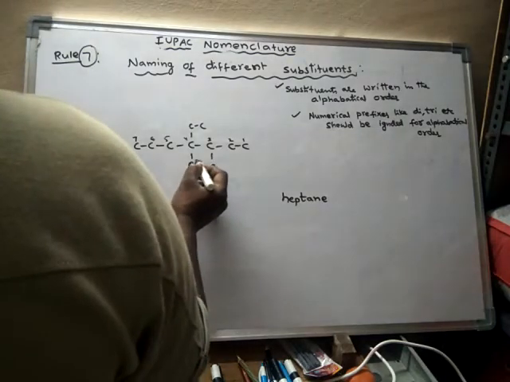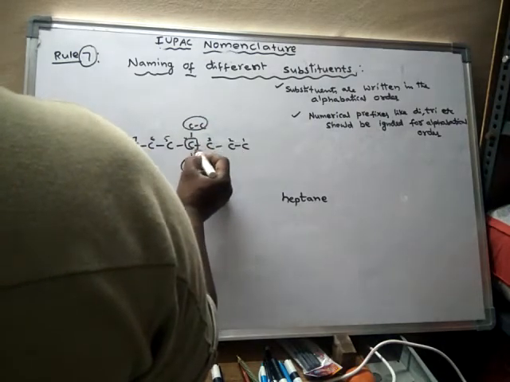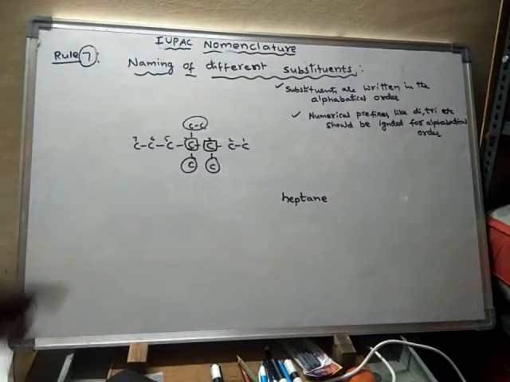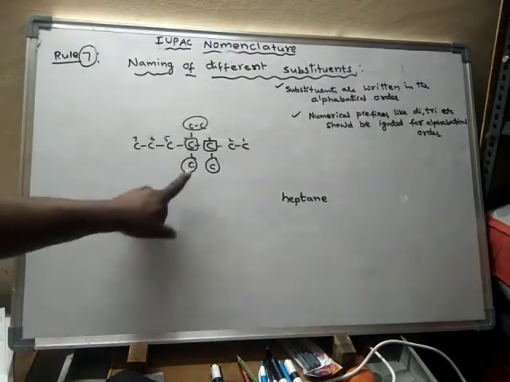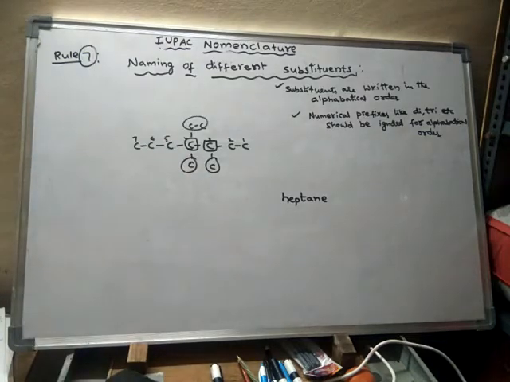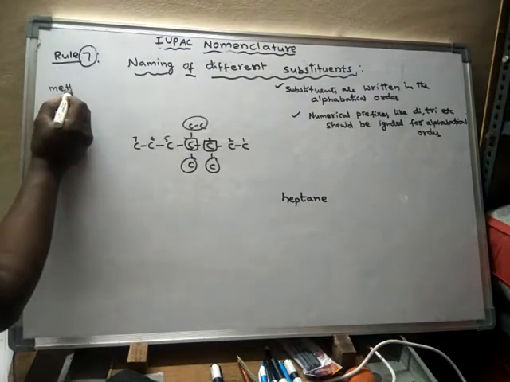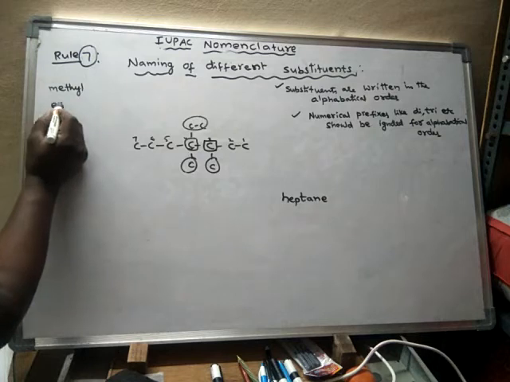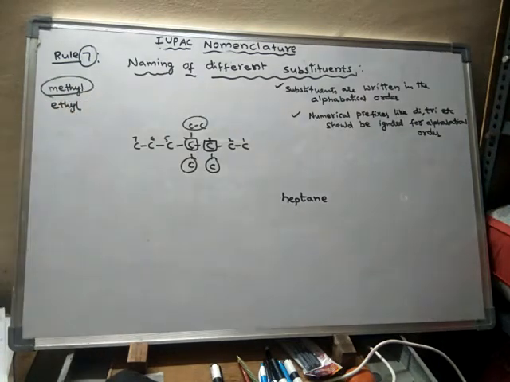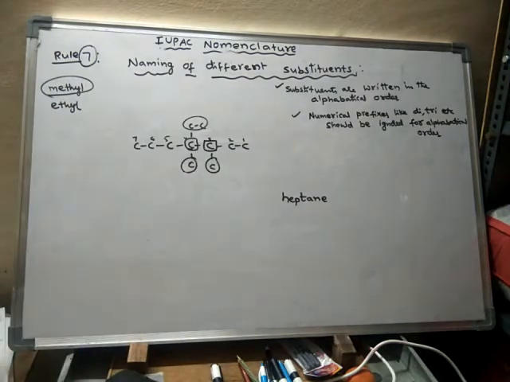Now these are what? These are substituents, and this is a locant carbon, and this is also a locant carbon. So here different substituents are present. These two are methyl groups and this is an ethyl group. So what are the substituents here? Methyl group and ethyl group. Methyl and ethyl groups are the substituents. But this is repeated twice. So there are two methyl groups and one ethyl group.